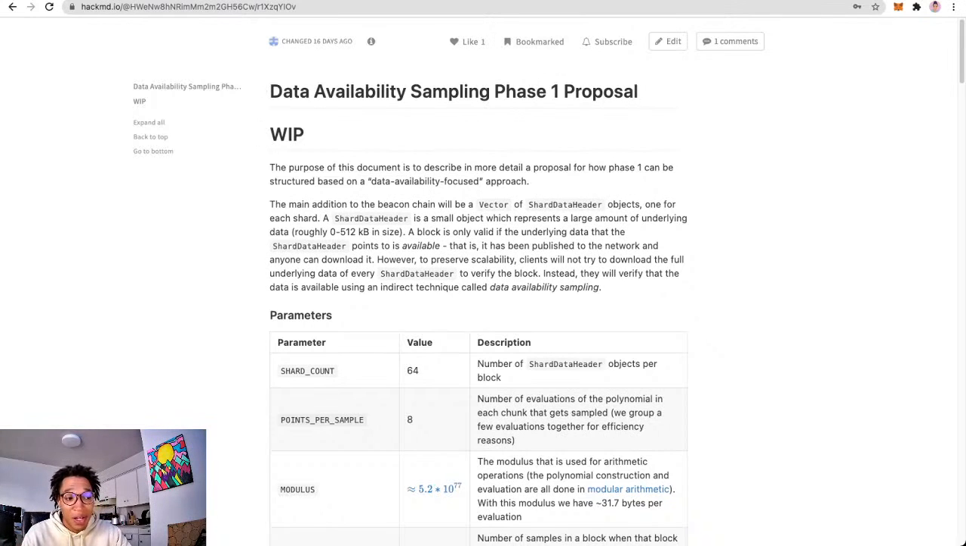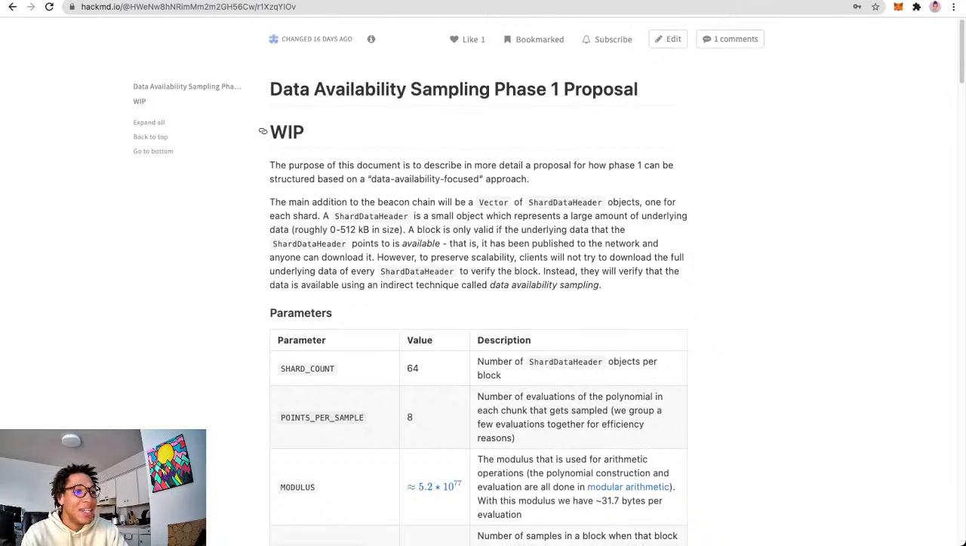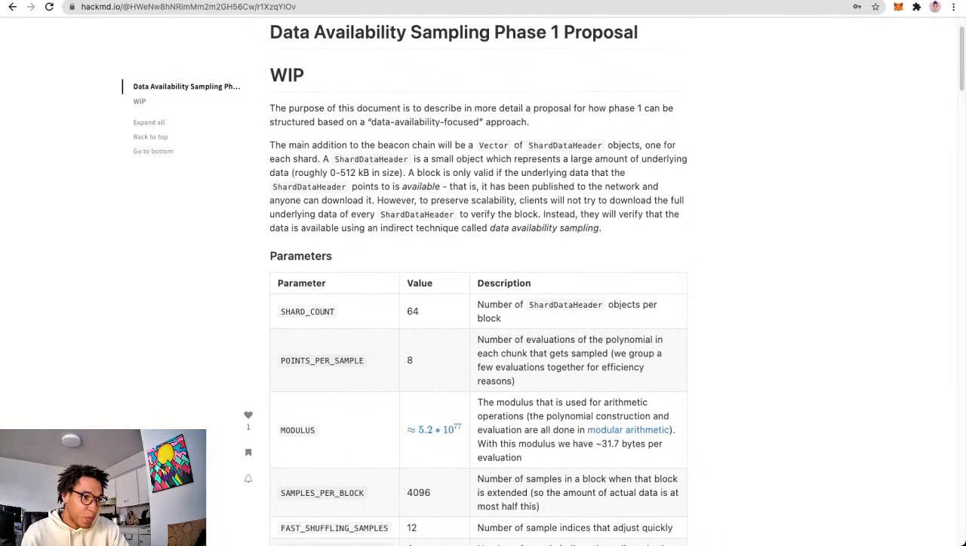I will not understand all of it, I'm sure, but the point is to start getting more familiarized with Phase 1, because I've been focusing so much on Phase 0, but now Phase 0 is about to launch. Now it's probably a good time for me to start looking at Phase 1 and what that's supposed to look like. So, the purpose of this document is to describe in more detail a proposal for how Phase 1 can be structured based on a data availability focused approach.